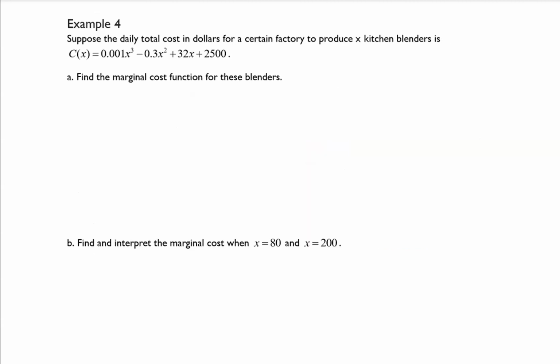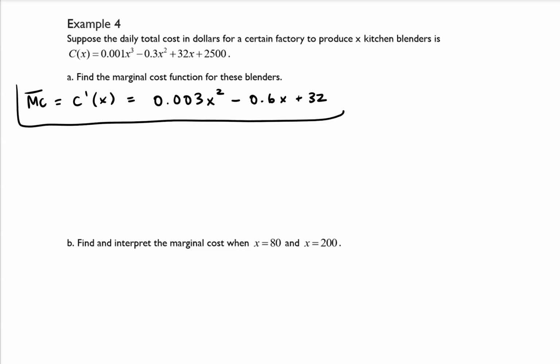Suppose the daily total cost in dollars for a certain factory to produce x kitchen blenders is given by C of x equals 0.001x cubed minus 0.3x squared plus 32x plus 2500. Part A says find the marginal cost function for these blenders. So the marginal cost will equal the derivative of the cost function, which is going to be 0.003x squared minus 0.6x plus 32. And that is our marginal cost function.